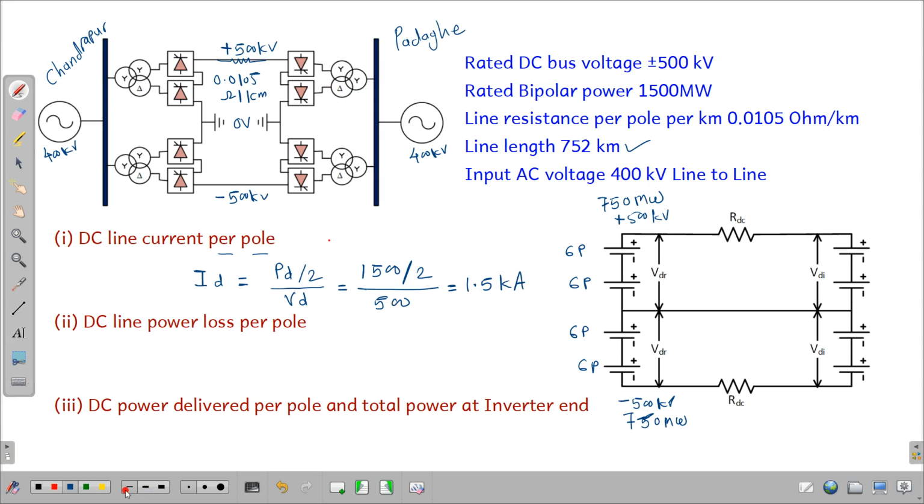Now let me increase the font size so that it is clearly visible to you. Now we have to calculate the power loss per pole.